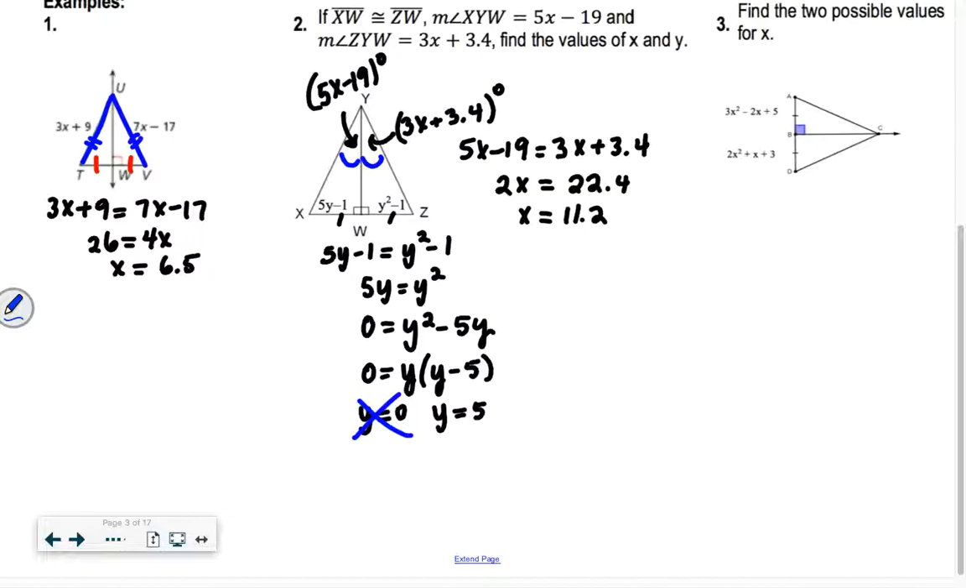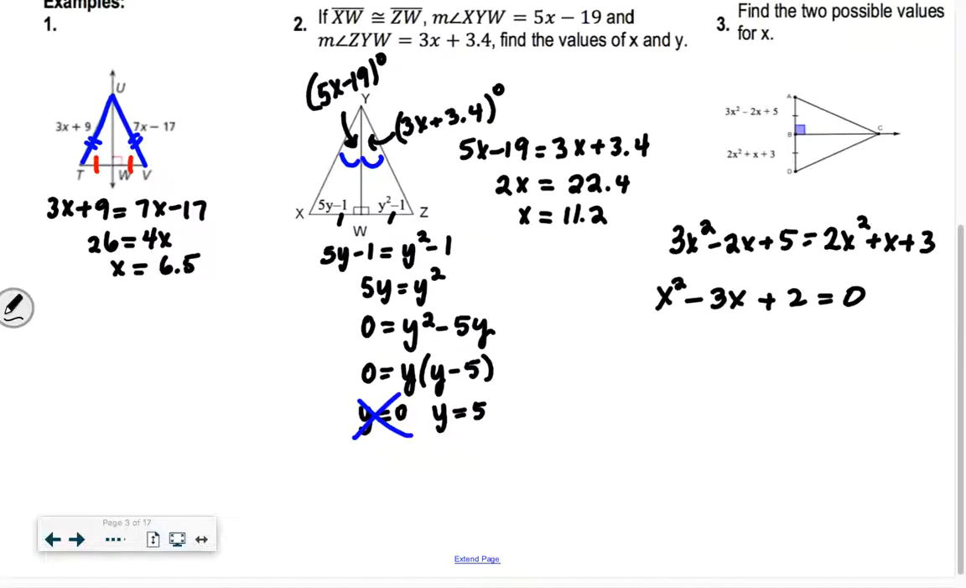All right, so this one says find the two possible values for x. So again, we have the same kind of picture, and we're going to say that 3x squared minus 2x plus 5 equals 2x squared plus x plus 3. And we're going to try to factor. We're going to get everything on one side. So subtract the 2x squared over, so I get x squared. I subtract my x over, I get negative 3x. I subtract my 3 over, I get positive 2 equals 0. And go ahead and try to factor.